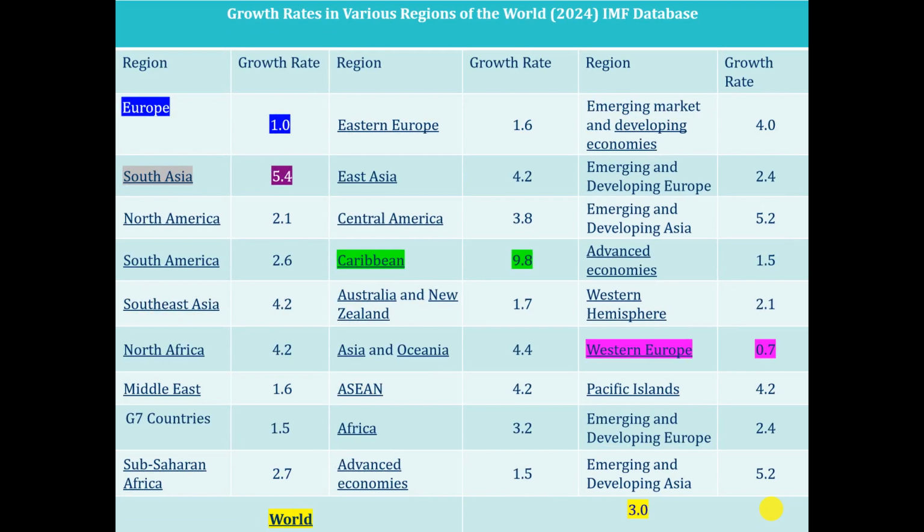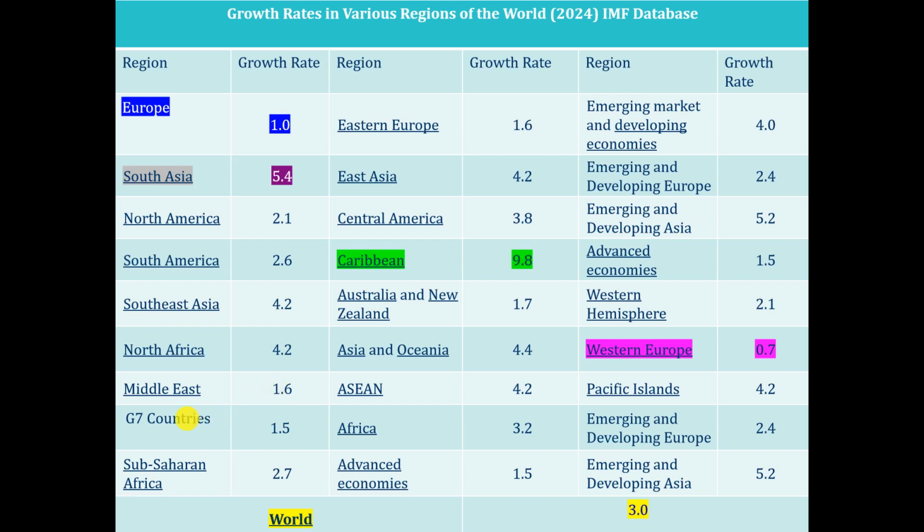Here in this slide, you can see growth rates in various regions of the world. I am using the IMF database for 2024, and if I go through these growth rates, the highest growth rate is expected for the Caribbean, that is 9.8%, and the lowest is for Western Europe, that is 0.7%. For Europe, this is 1%. For South Asia, this is 5.4%. And for North America 2.1, South America 2.6, Southeast Asia 4.2, for North Africa 4.2, for Middle East this is 1.6, and for the G7 countries this is 1.5.